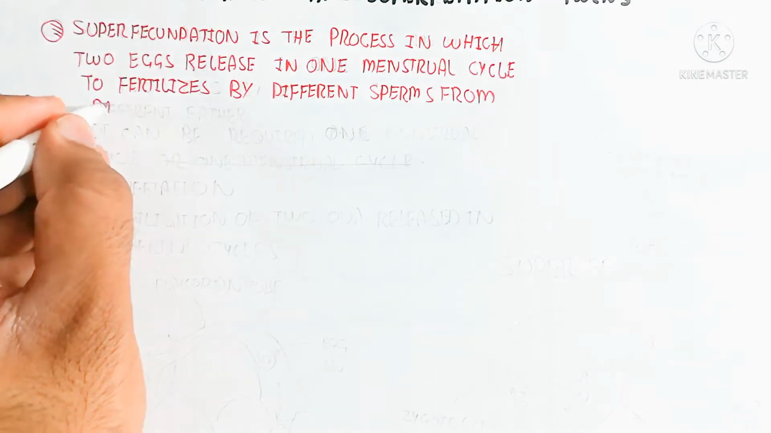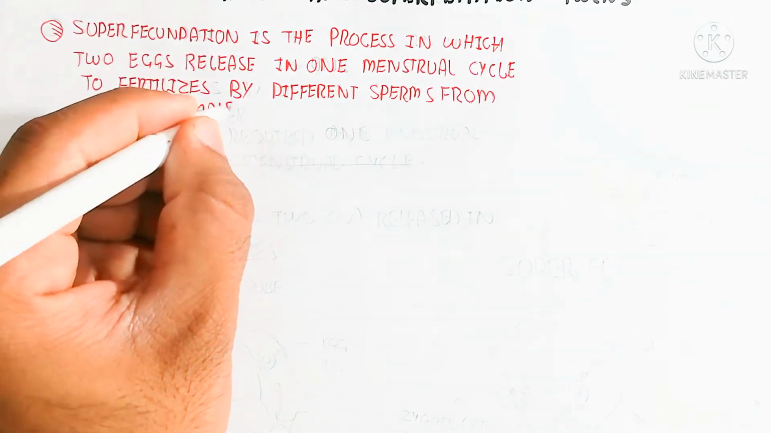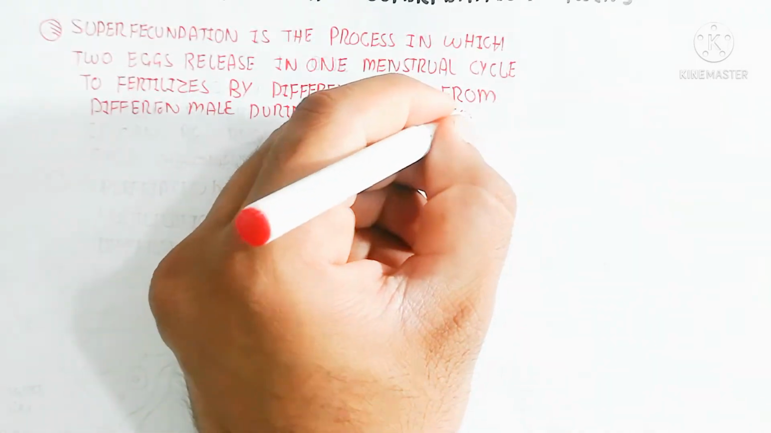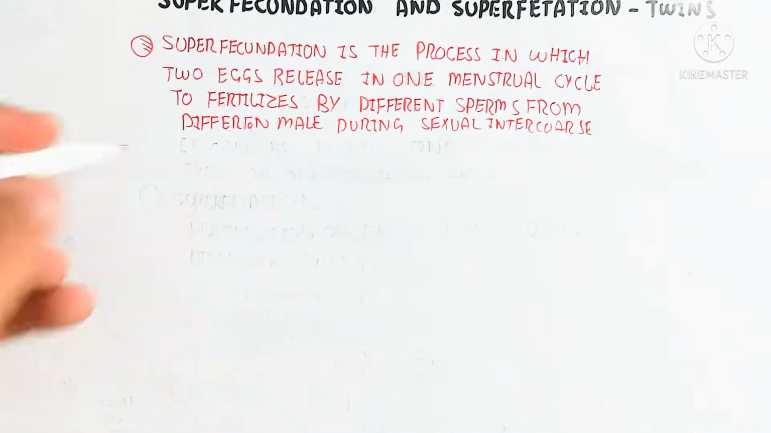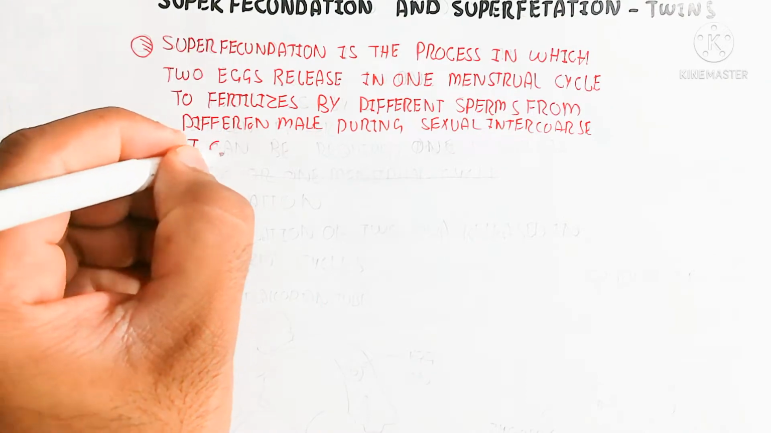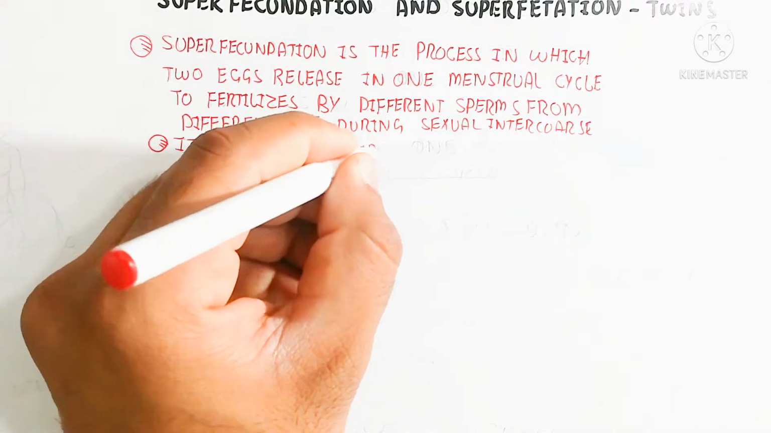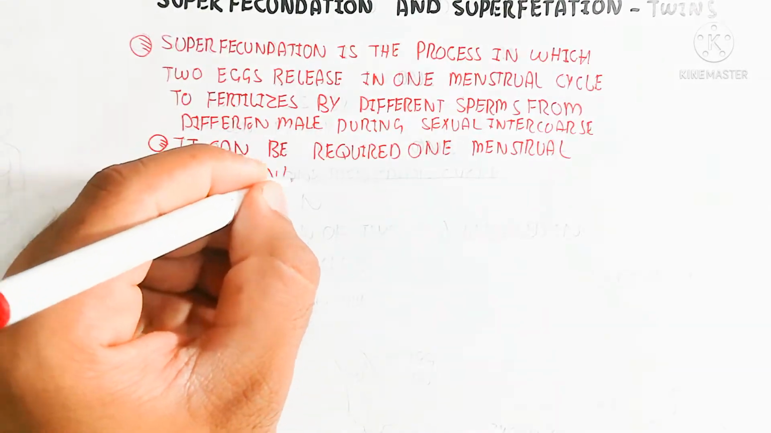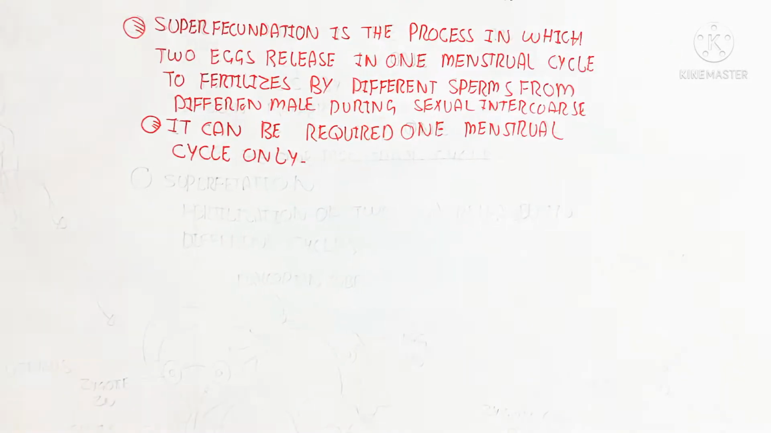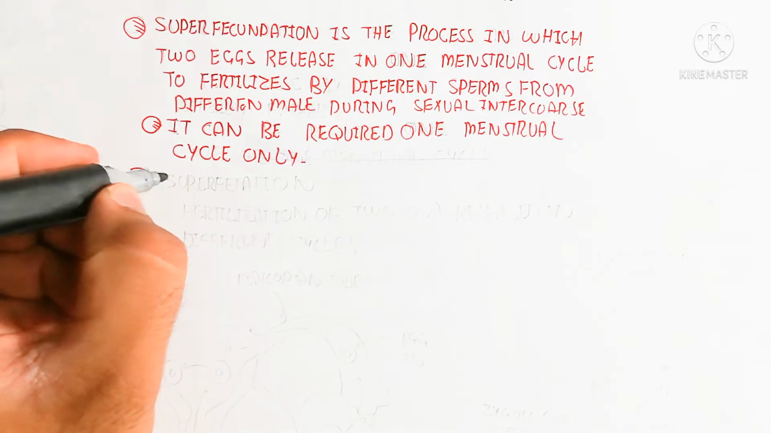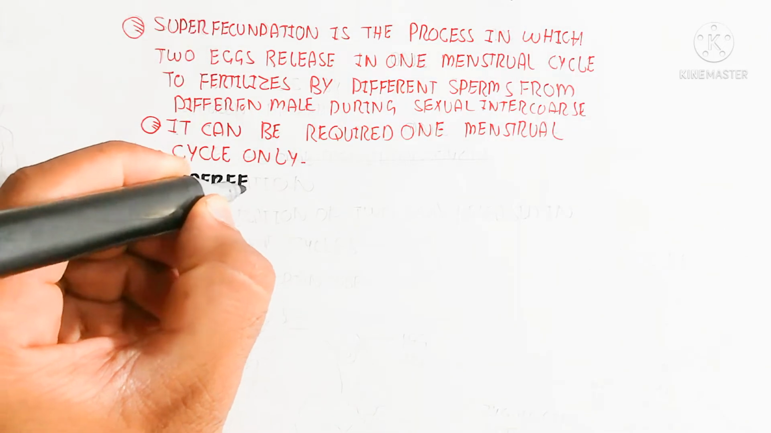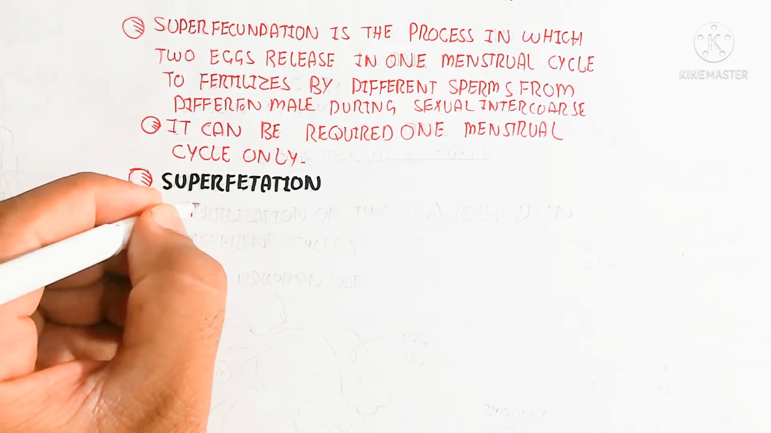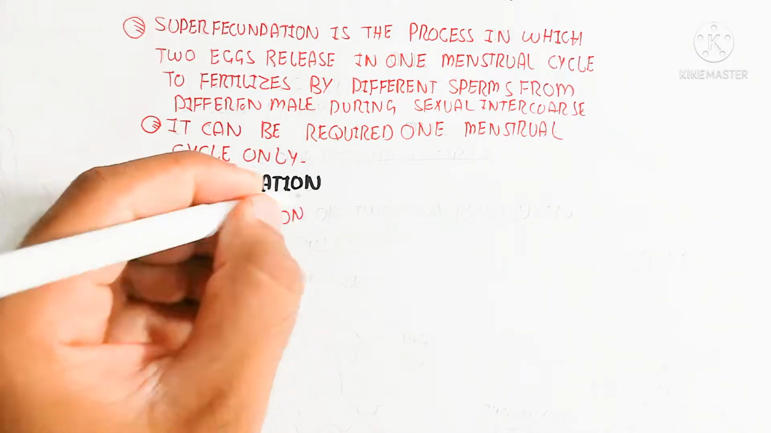But superfetation is different, which we will discuss now. Superfetation is the fertilization of two ova, two eggs, released in different cycles, not the same cycle but different cycles, and fertilized by male gametes that can be the same or different.